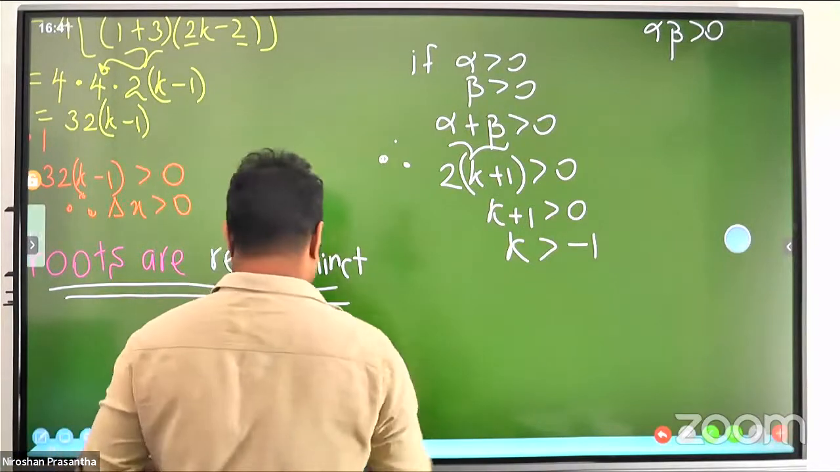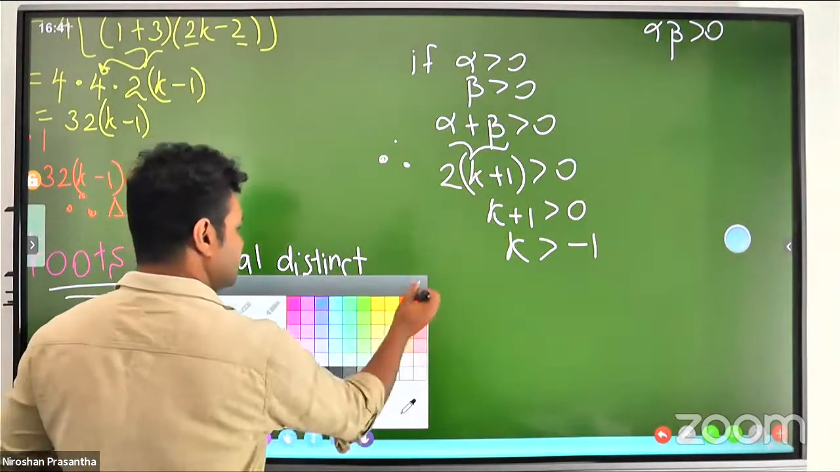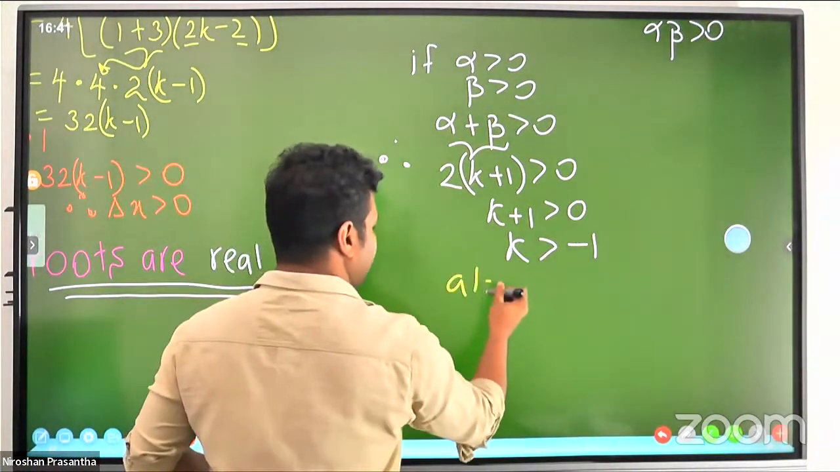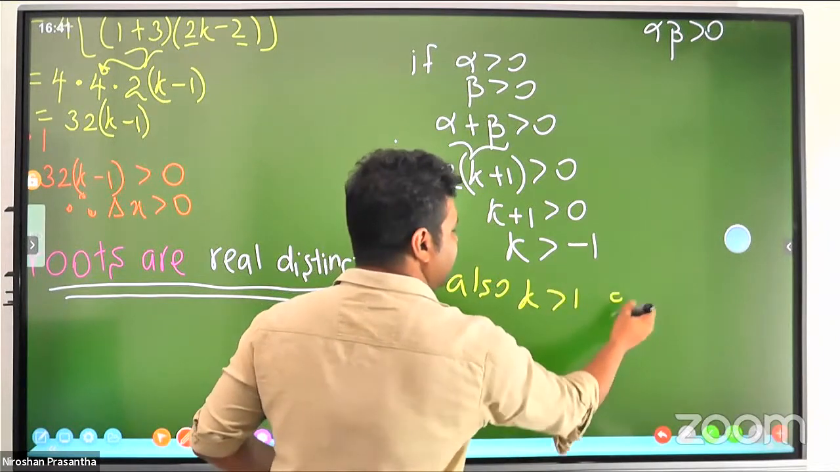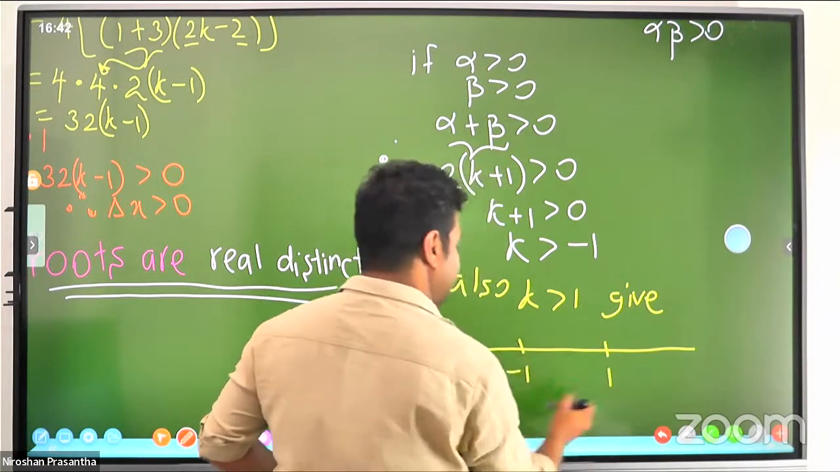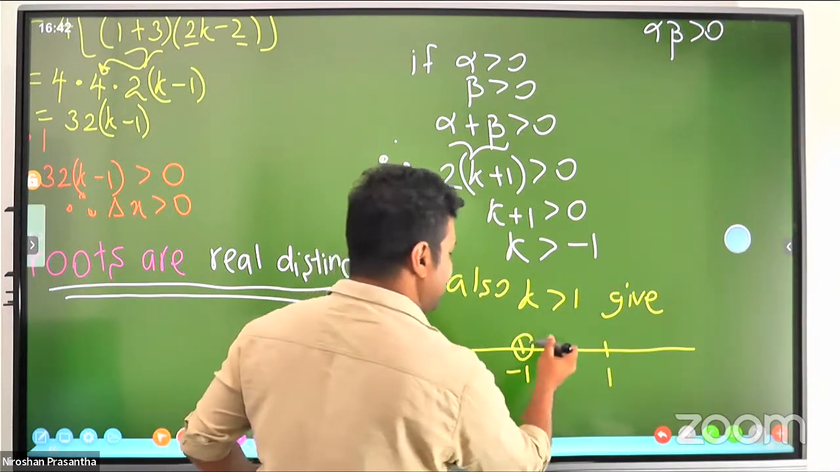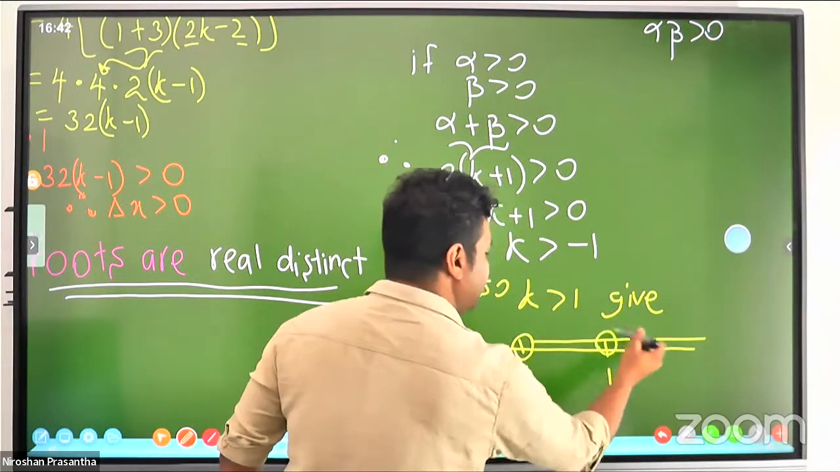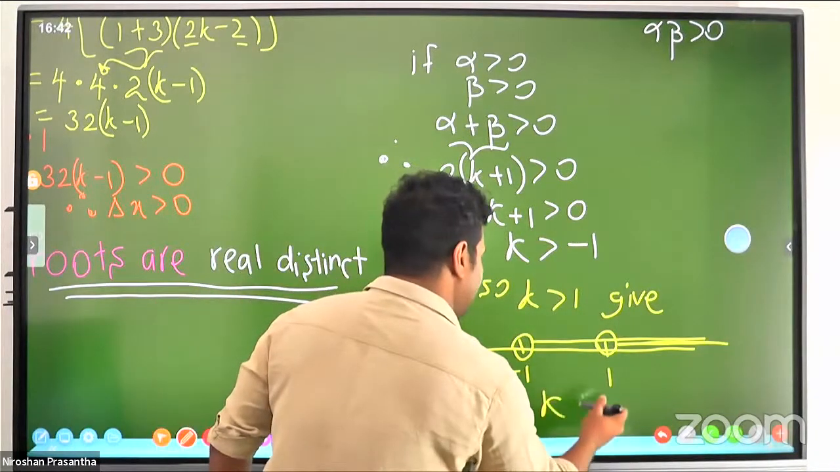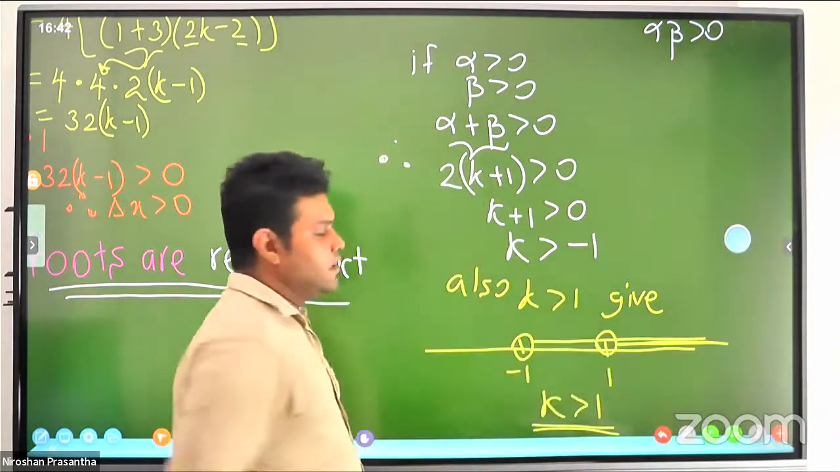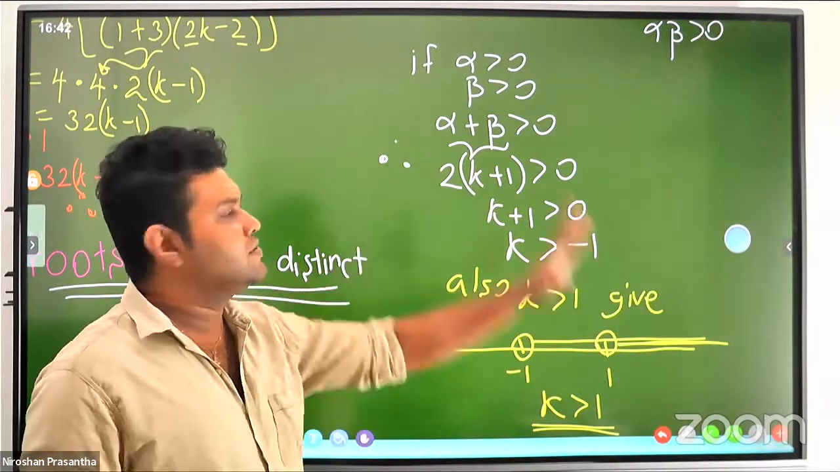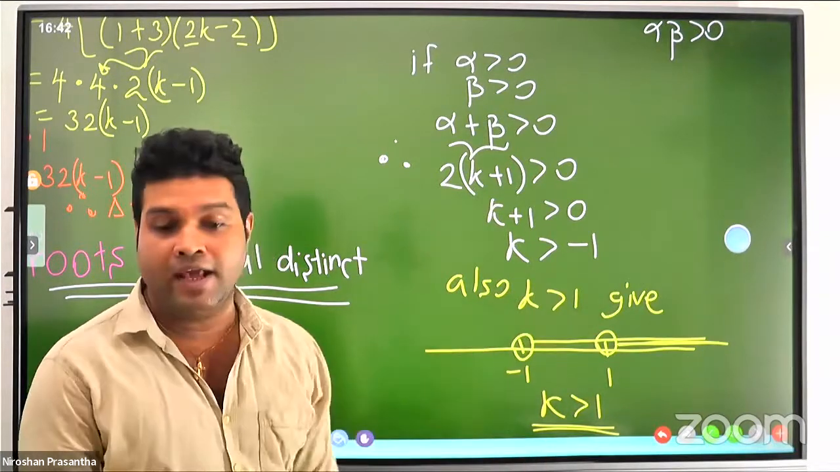Also, look at this. Wait. K greater than +1 is given. But if I mark two values on a number line, what's happening? This is the result, k greater than 1. This is the given one, k greater than +1. Therefore, your values are k greater than 1. We have to consider the intersection of all conditions. These are the values of k greater than 1.